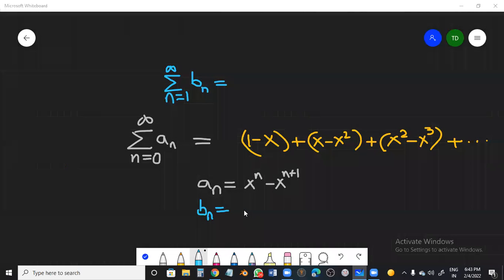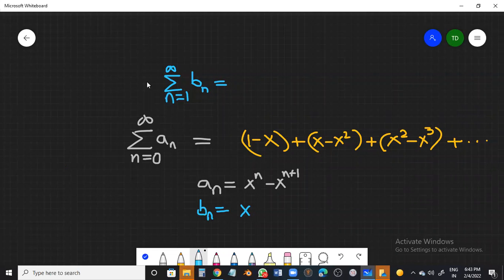How would you write Bn? You are starting with n equal to 1. If I put n equal to 1, I need to get 1 minus x. So let me call it x raised to n minus 1 minus x raised to n. Can I do so? Same series, if I start running from n equal to 1 to infinity, I can call it x raised to n minus 1 minus x raised to n.